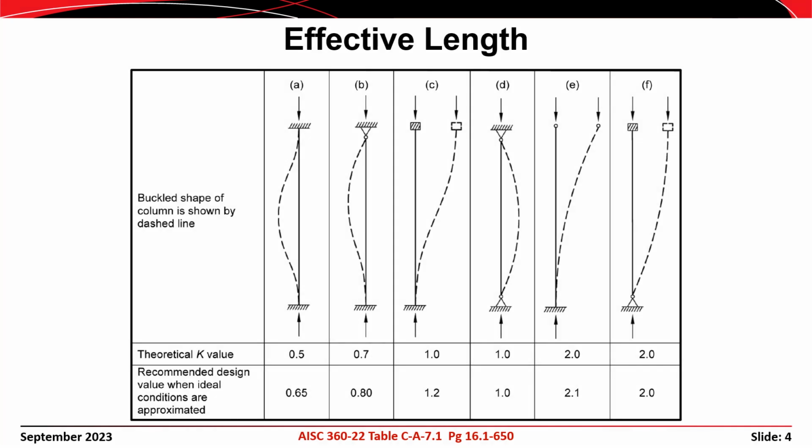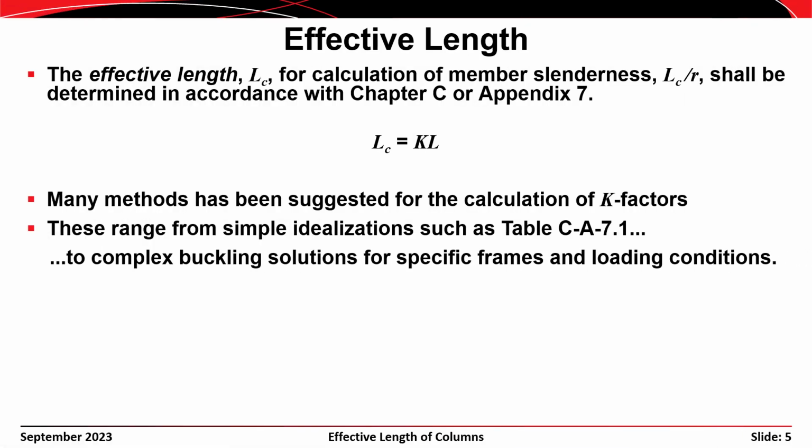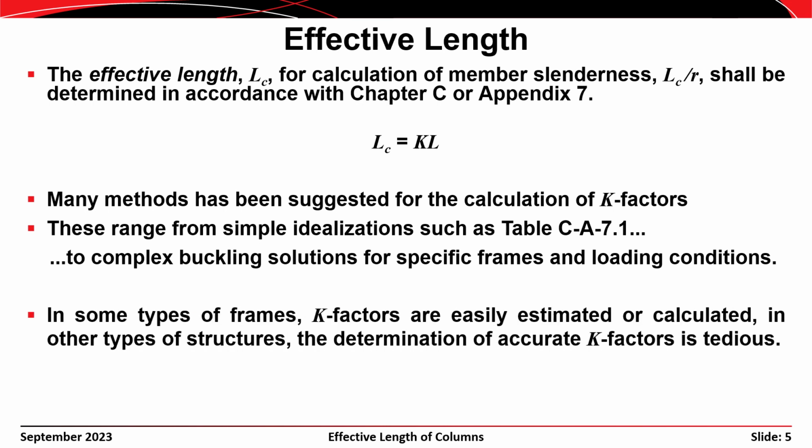ranging from the simple idealizations that we have in Table C-A-7.1 to other, more complex buckling solutions that are specific to the frames and loading conditions that are encountered. In some types of frames, effective length factors are easily estimated, but in other cases, their determination is less obvious. So what do we do in those cases?